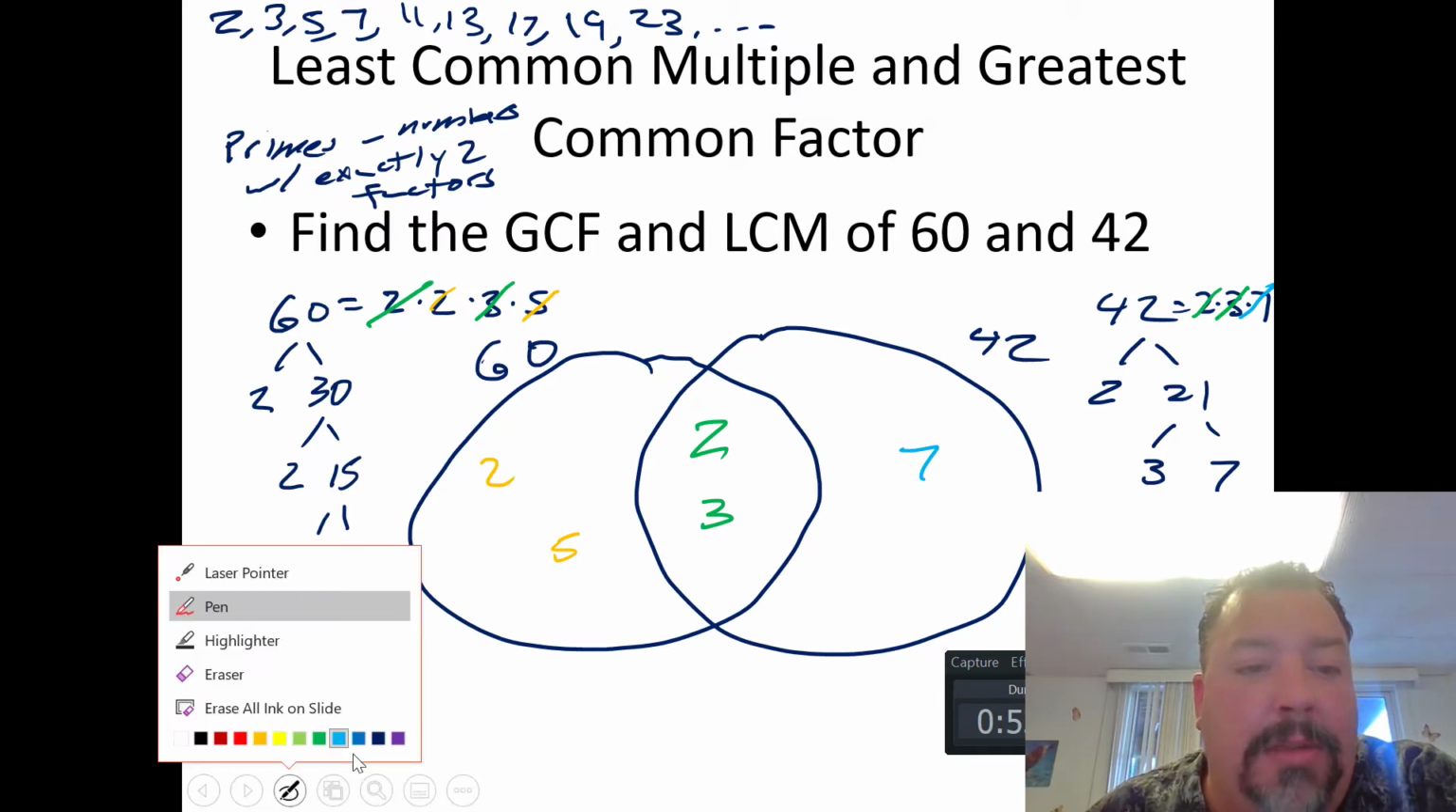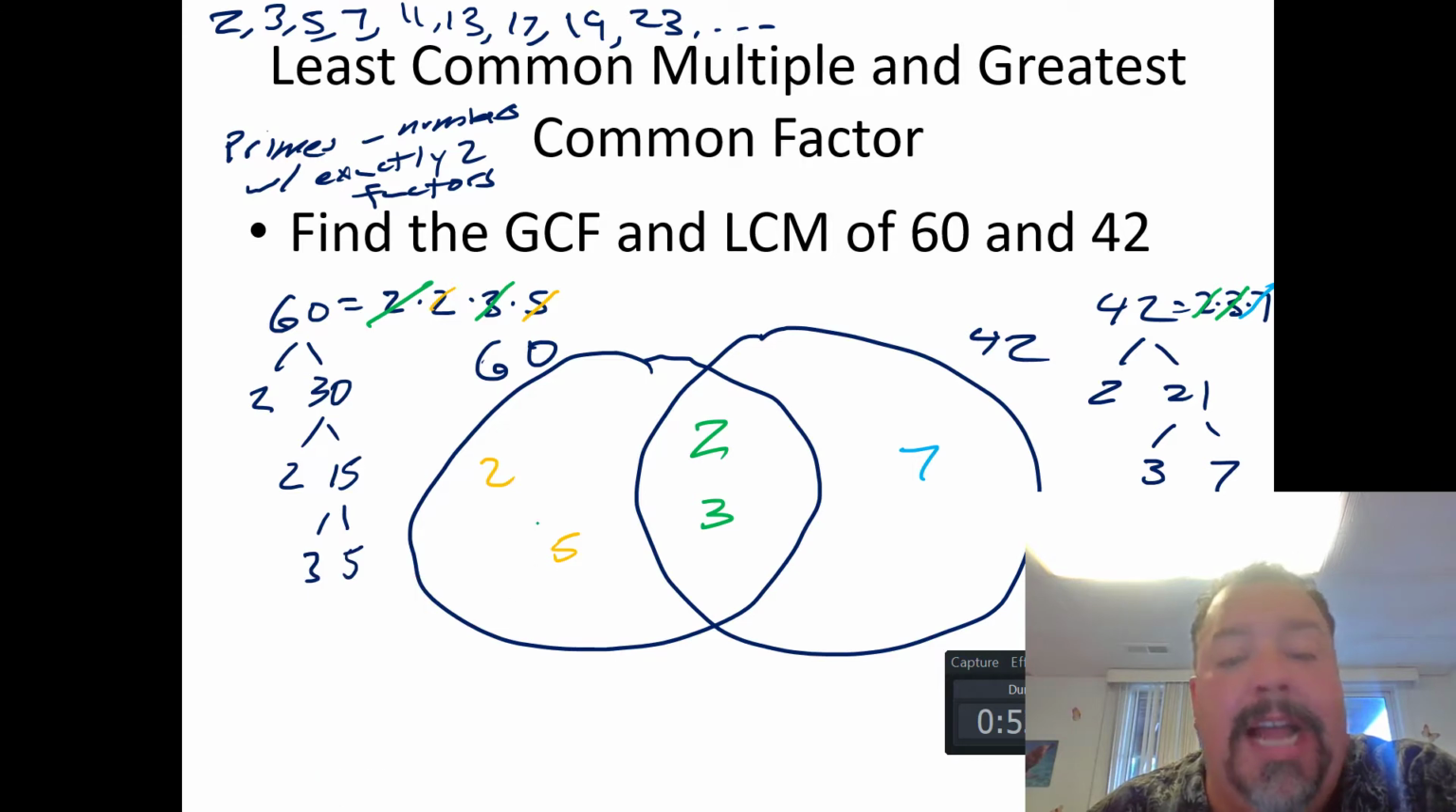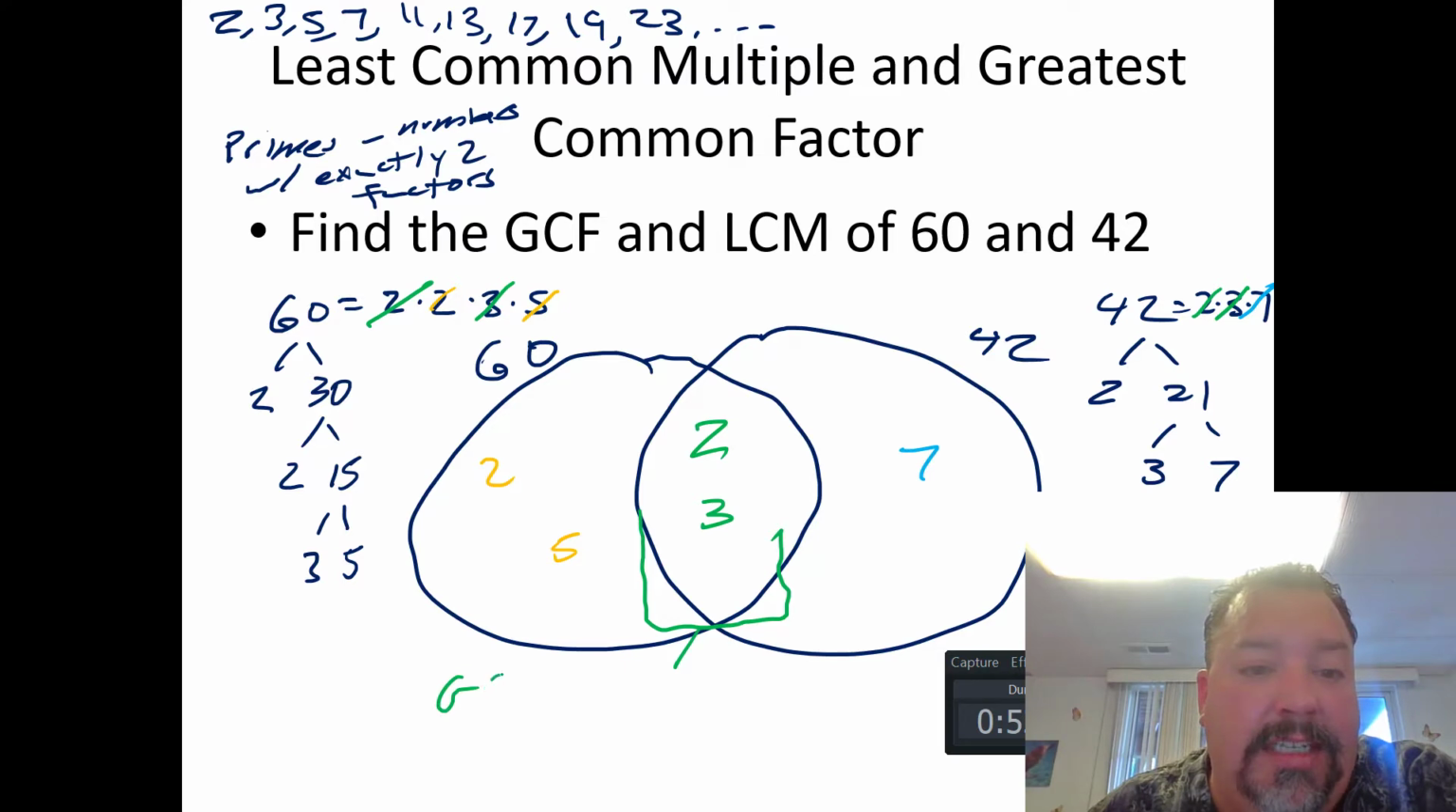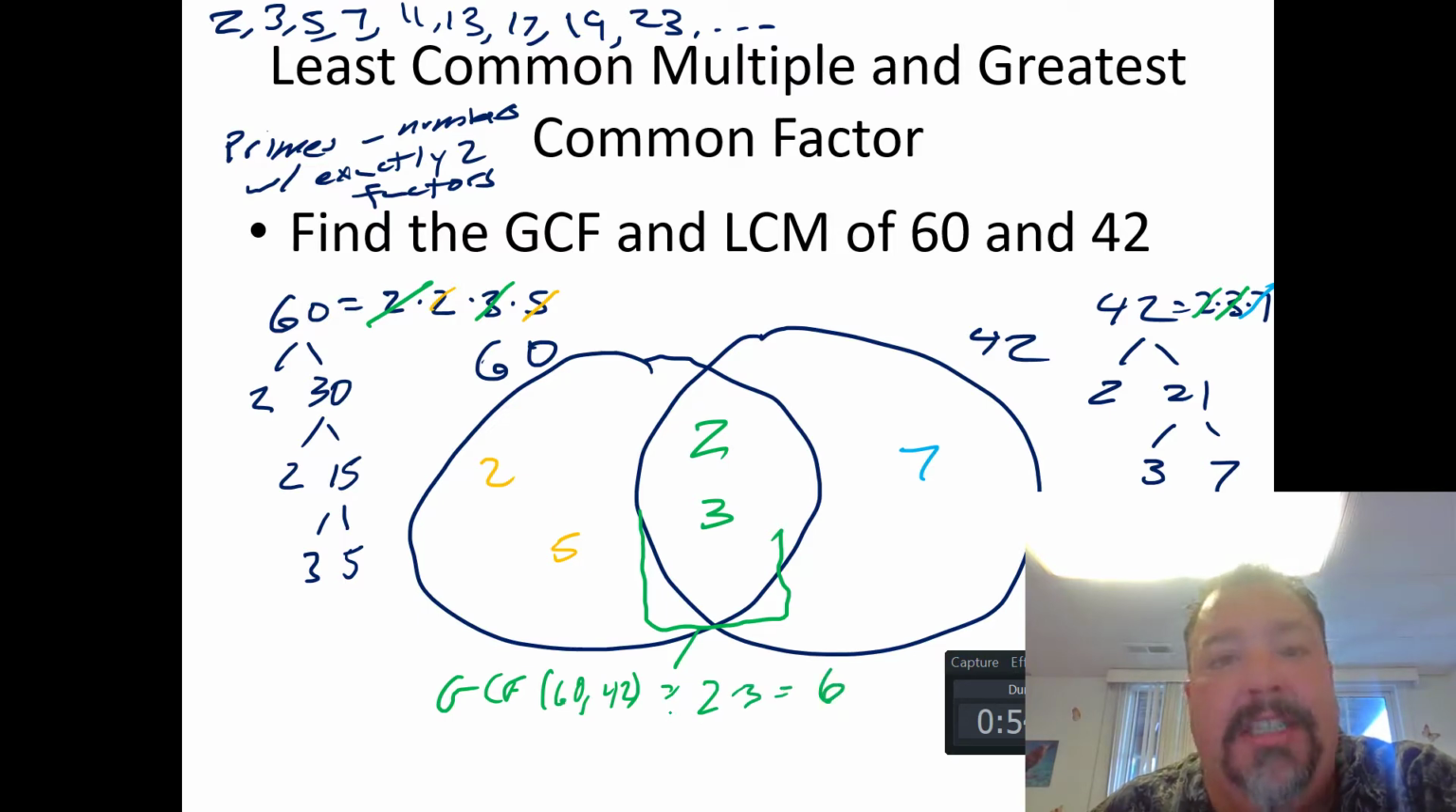And so now, this Venn diagram is going to tell us the least common multiple and the GCF. So the greatest common factor is what they have in the middle. So the GCF is the intersection. The GCF of 60 and 42 is going to be, if I multiply the factors that I put in the middle, 2 times 3, I get 6. 6 is going to be the GCF.